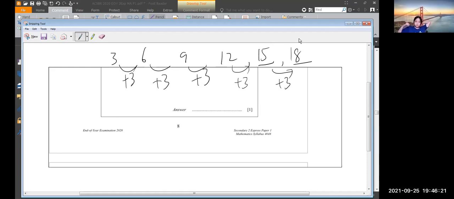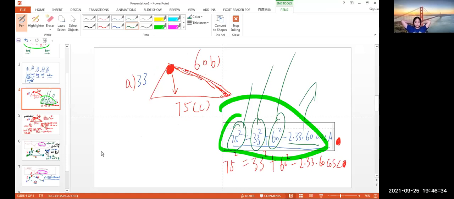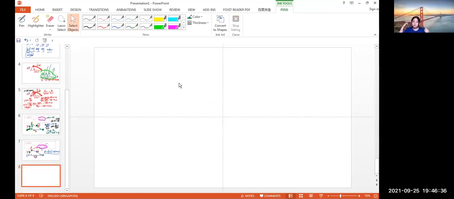Okay, you have no problem. But what if they ask you what is the nth term? Okay, what's the nth term? So how do you do nth term? So the formula is. Did I pass you the formula? No, not yet. Okay, good.